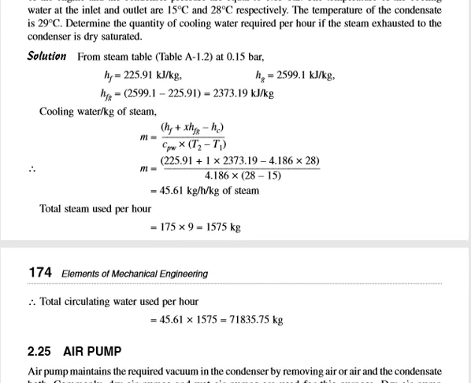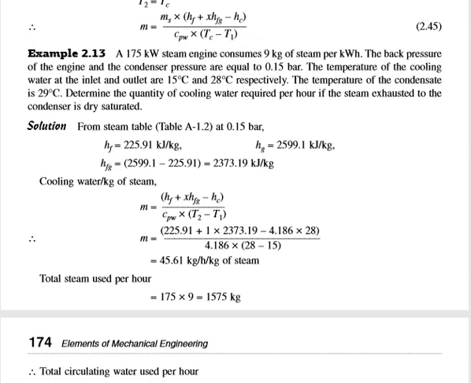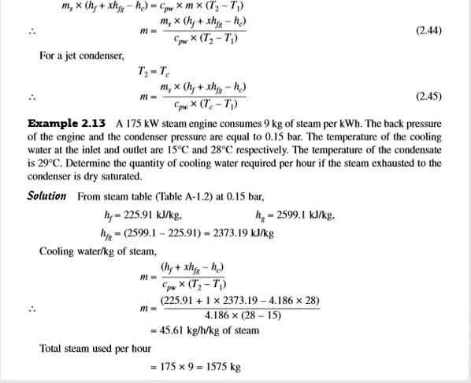This is the total steam used per hour. In this case, 9 kg of steam per kilowatt is circulating in the cycle, so you have to multiply by 175, the power given. You will get 1575 kg. Then you have to find the total circulating water used per hour, that is the total steam multiplied by 45.61, the cooling water per kg of steam. You will get 71835.75 kg, and this is the total circulating water used.